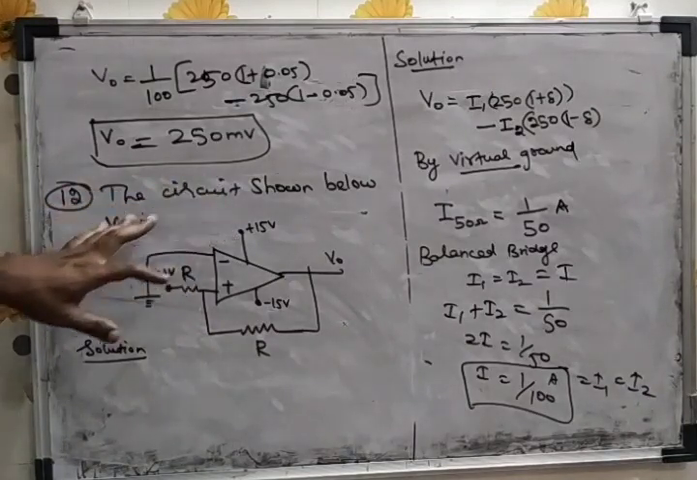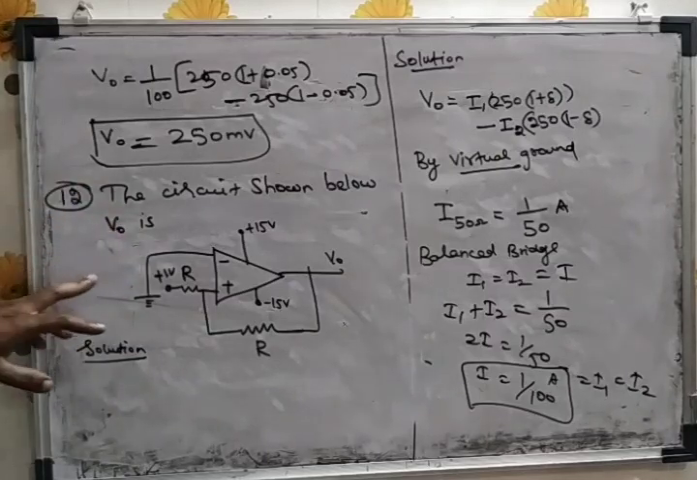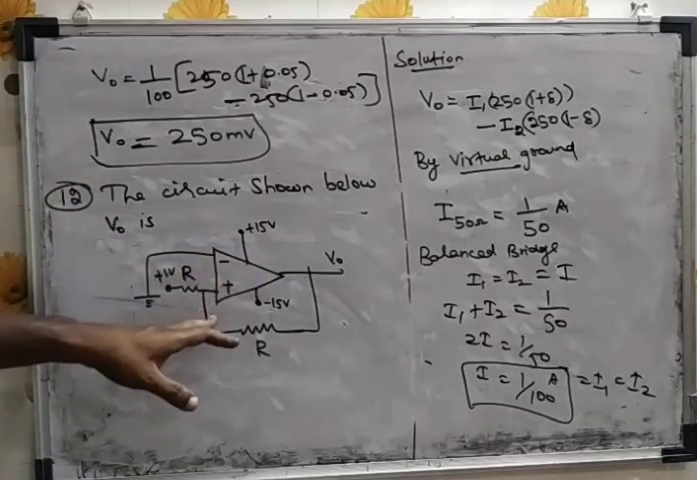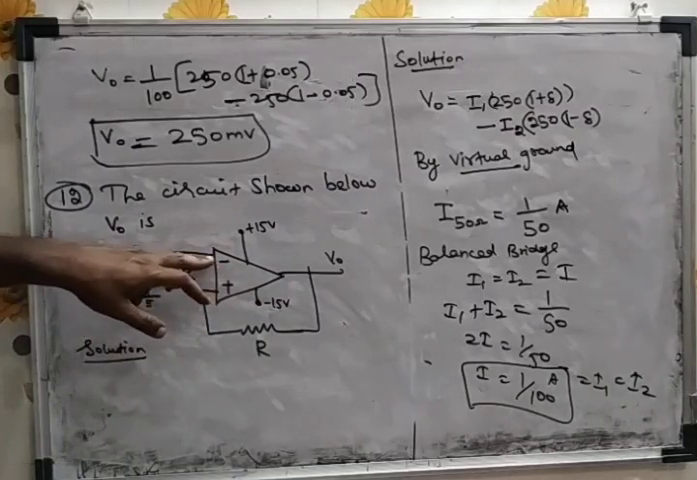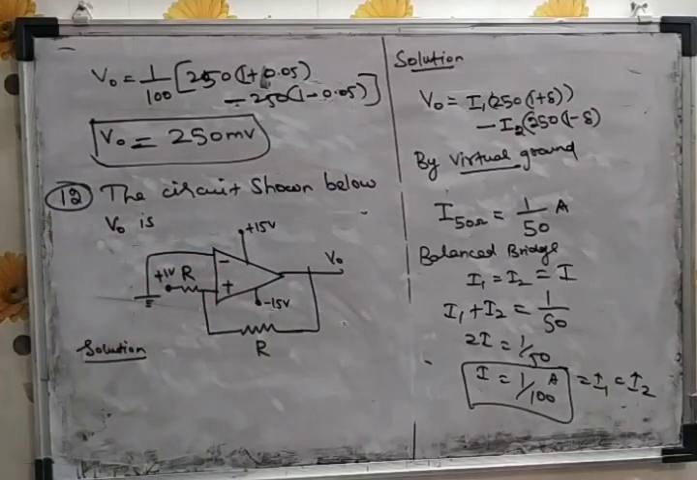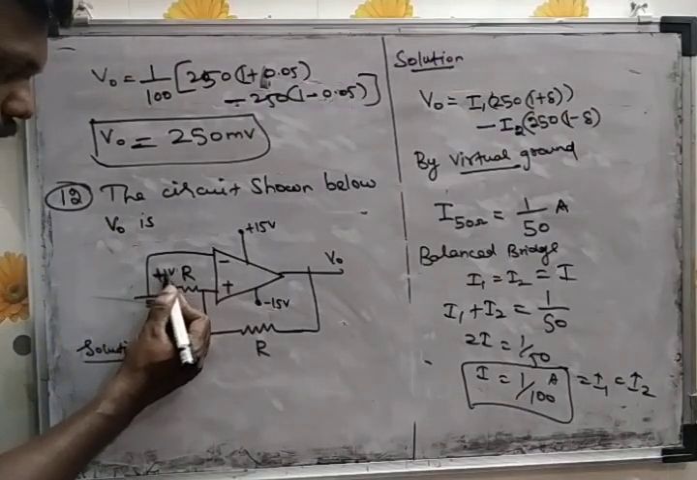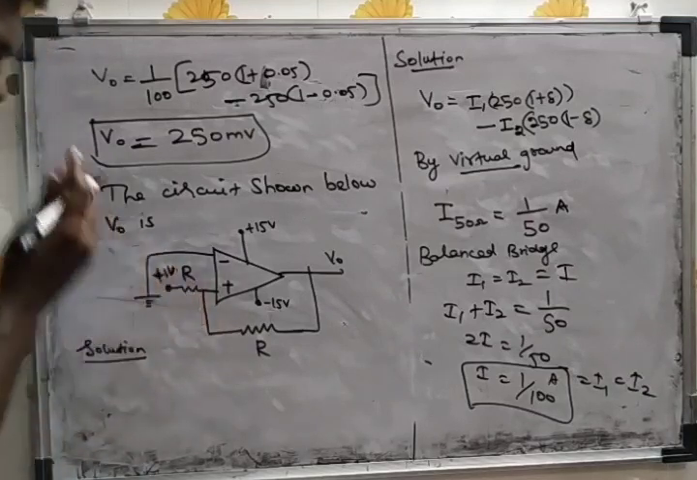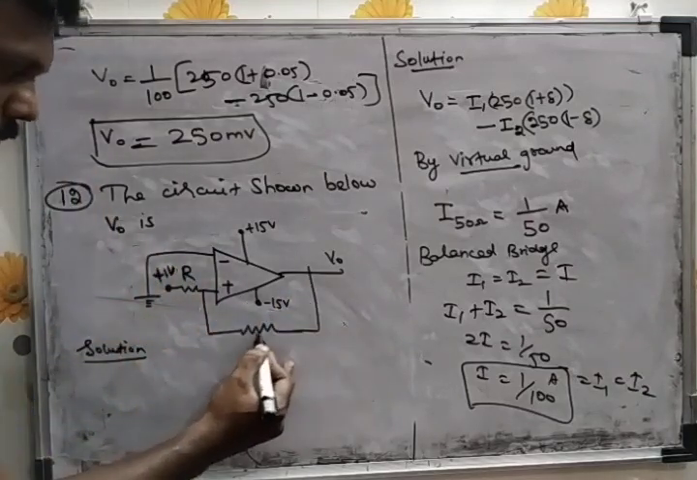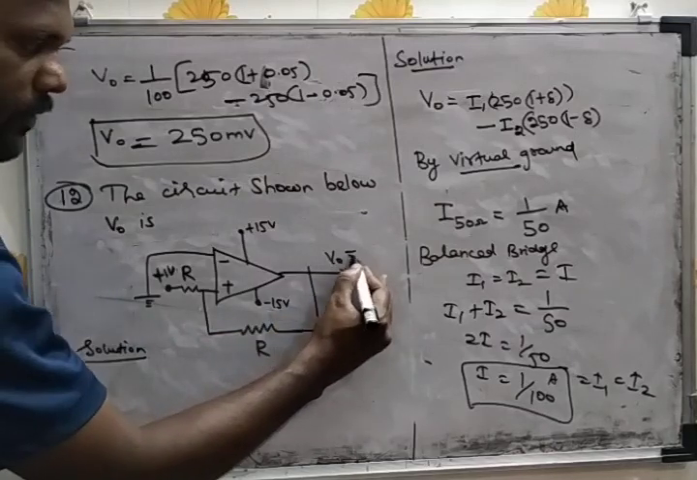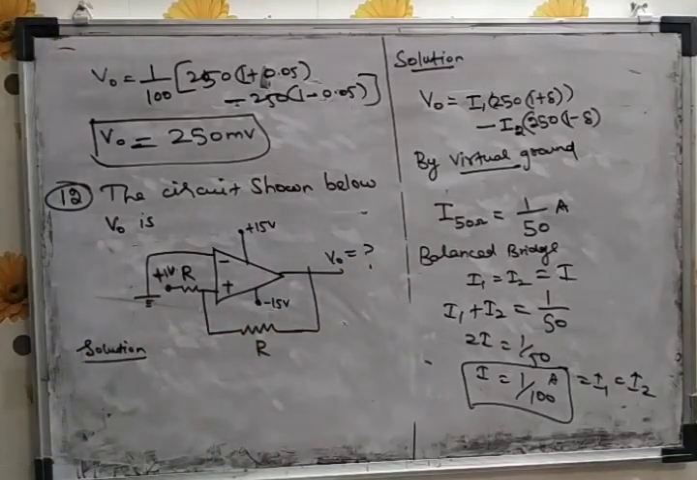In the circuit shown below, find V0. You have an op-amp with the negative terminal grounded, and you are given a 1 volt source through resistance R. You have positive feedback resistance R. You have to find the V0 value. Here we are having positive feedback. Positive feedback means we can't control the gain value, so the output will be saturated.